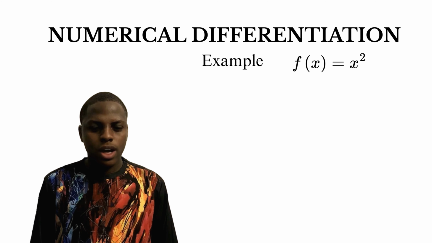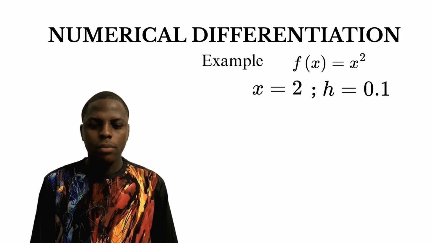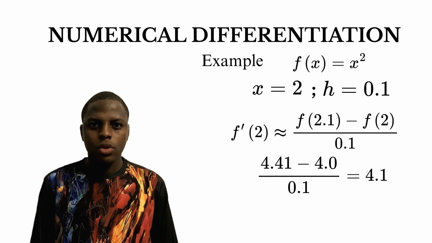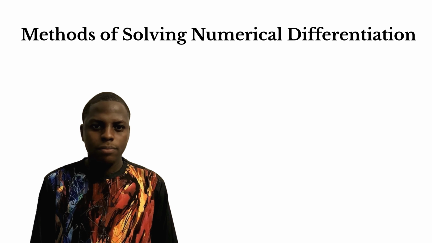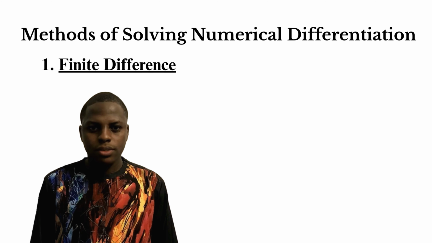Let's make this practical with an example. We'll use the function f of x equals x squared. We want to estimate the derivative at x equals 2 using h equals 0.1. Apply the formula: f of 2.1 minus f of 2, divided by 0.1. Our approximation gives us 4.1. The exact value is 4. That's pretty close. Now let's go over the four major methods used to perform numerical differentiation and solve differential equations.